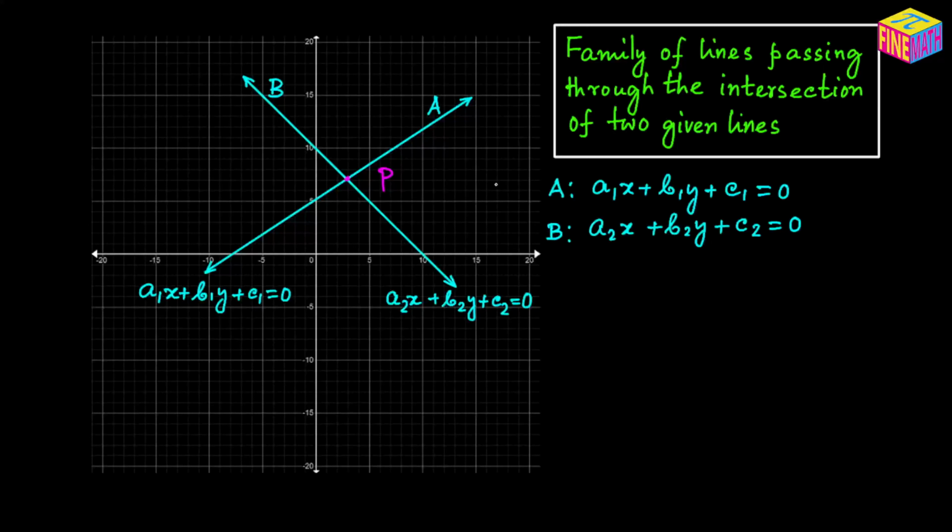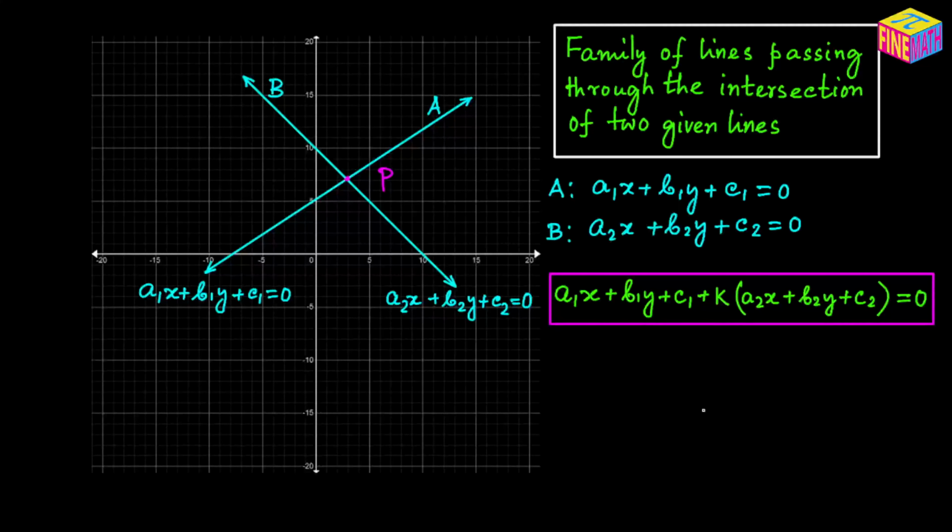First, let me write down how that equation is going to look like, then I will show you how to prove it. The equation of that family of straight lines would be like this: a sub 1 times x plus b sub 1 times y plus c sub 1 plus k times (a sub 2 times x plus b sub 2 times y plus c sub 2) equals 0.